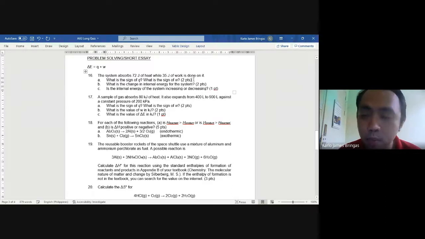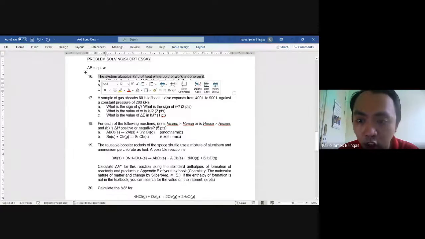First off, in number 16, we're asked to determine the following. First, what is the sign of your Q? And also, what is the sign of our W? So reading the situation again, can you please tell me for number 16, what are the signs of Q and W?